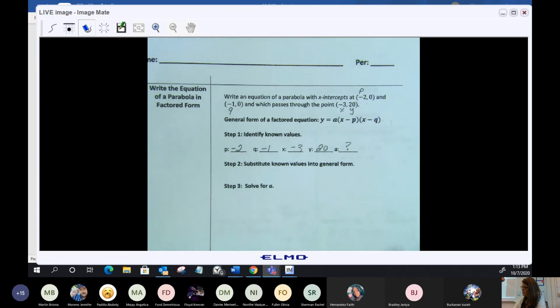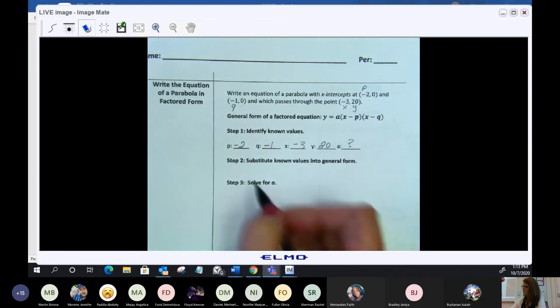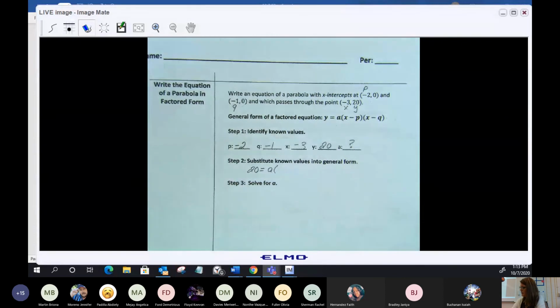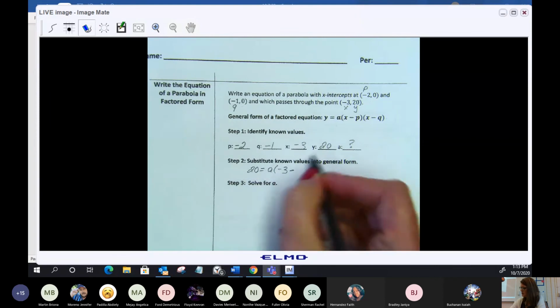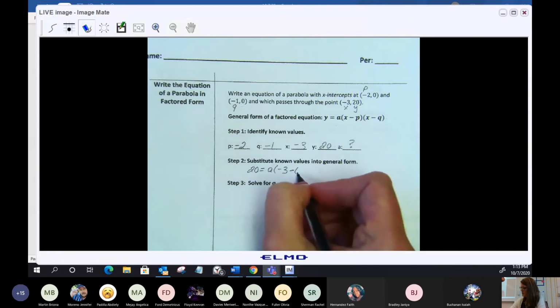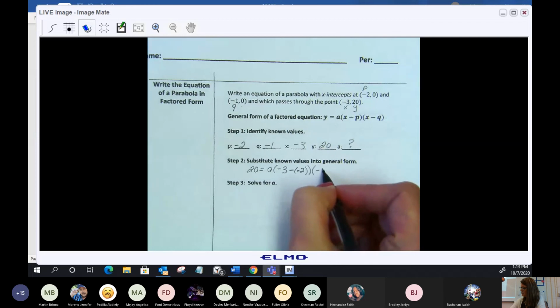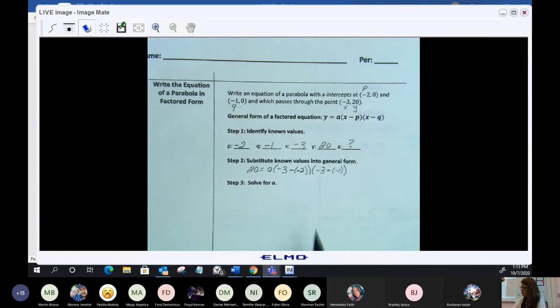So we're going to substitute what we know into the general form. Here's my general form. My y value is 20. I don't know what a is. My x value is negative 3 minus p. Now be careful, sign error. p is negative 2, and we're going to have parentheses on top of parentheses here, times my x, which is negative 3, minus q, which is negative 1. And now notice we're down to one variable. We can solve for that.